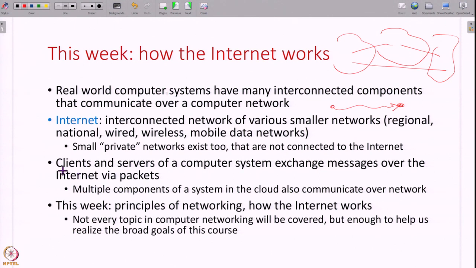Typically, computer systems are designed as clients and servers, and these clients and servers talk over the network and exchange information. The unit of information exchange on the network is called a packet. A packet is nothing but a stream of bytes. So, a client or server puts some information in a packet and sends it to the other side, and so on. In this week, as I said, we are going to cover some basic principles of how networking works and how the internet works.